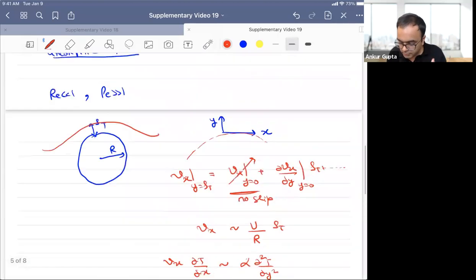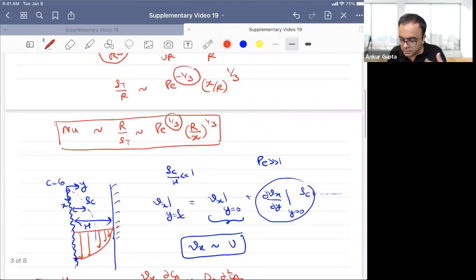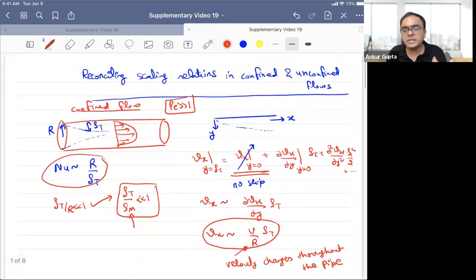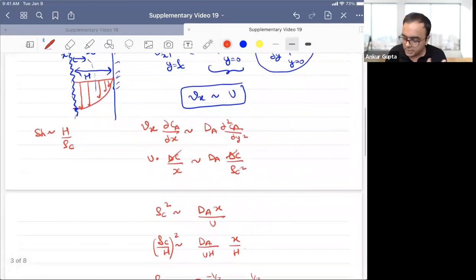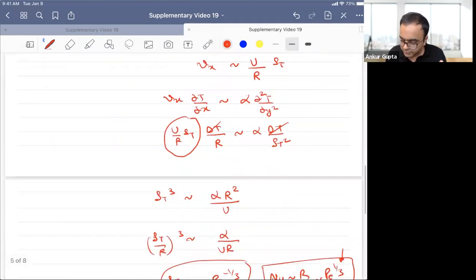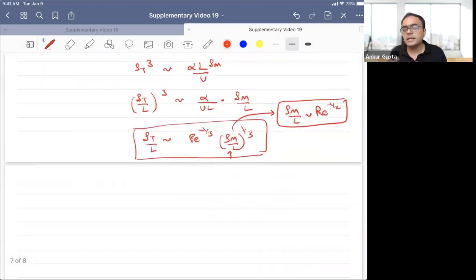In all the previous cases we have discussed, the flow was fully developed. Flow was basically not changing. Flow had a constant length scale which was defining the gradient. But now the gradient of the flow itself is changing with space, and that's why you get this additional Reynolds number to the power minus half, which gives you a different scaling.